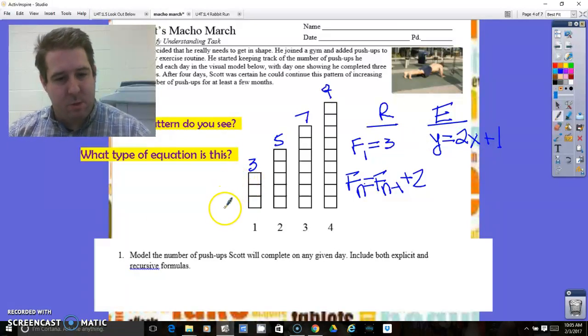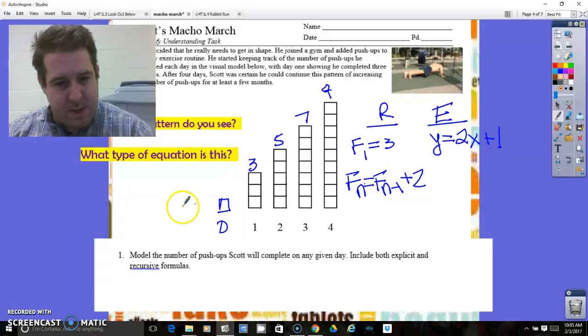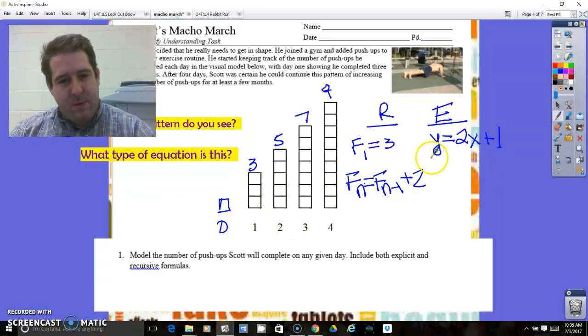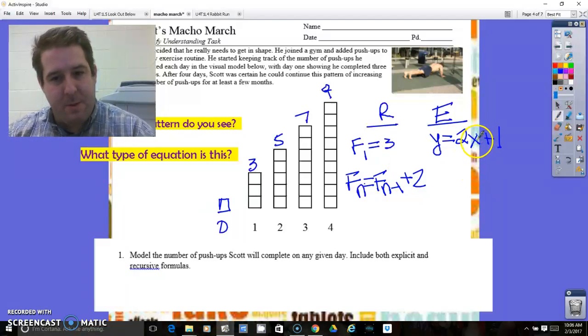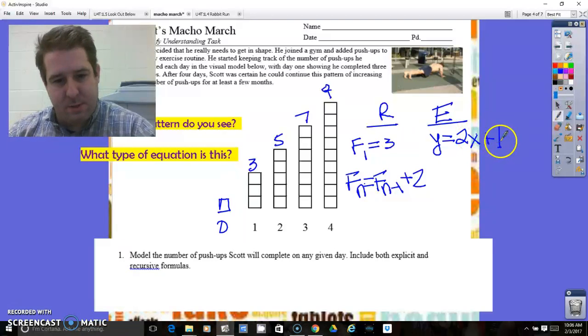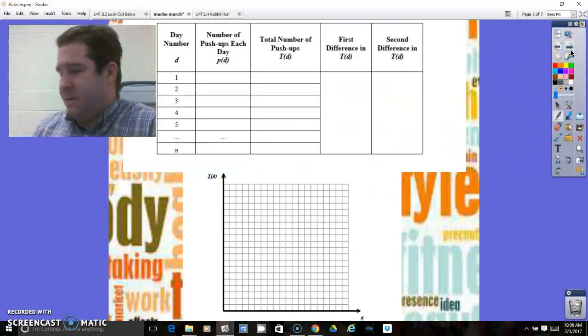So decreasing by 2 blocks, this would have been 1 block right there. Or you can just say, well, 2 times any x, 2 times 1 is 2, plus 1 would be 3. And that works for any single pattern. So if I want to figure out how many push-ups you do on the 100th day, that'd be 201, because 2 times 100 plus 1 gives you that answer.